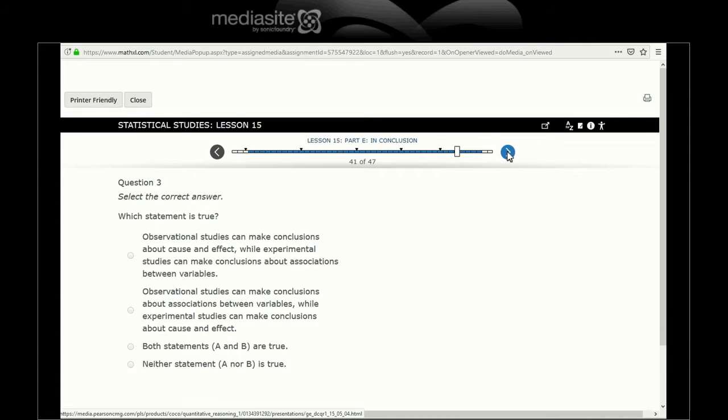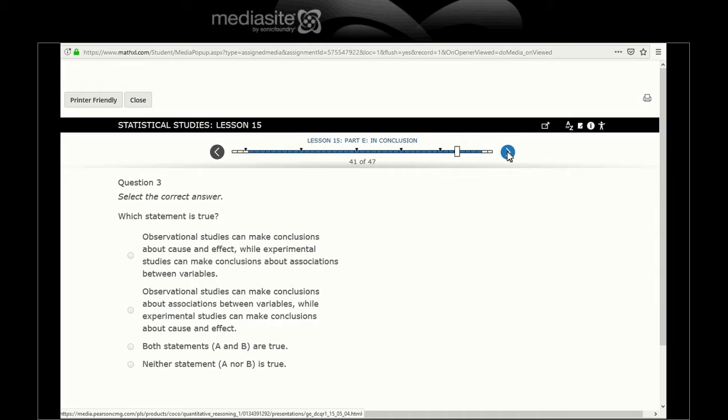Select the correct answer. Which statement is true? Observational studies can make conclusions about cause and effect, while experimental studies can make conclusions about association between variables. Or, observational studies can make conclusions about association between variables, while experimental studies can make conclusions about cause and effect. Or, A and B are true, or neither is true. Okay, well, let's see.